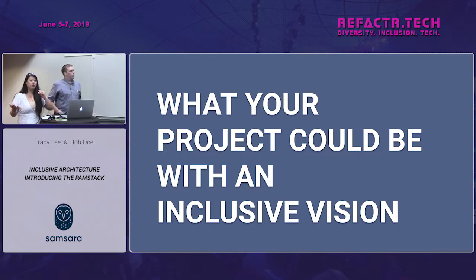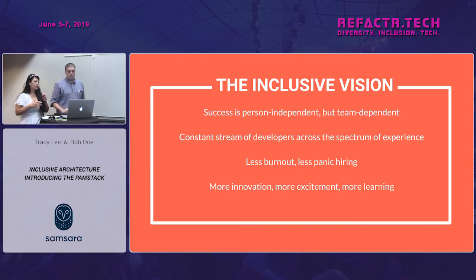So then the question is, what could a project look like with an inclusive vision? If you're adopting this inclusive vision, that means that all of a sudden success on your team is not person dependent, right? It also all of a sudden becomes team dependent. And that's because there's more process around things. There's more mentorship. You should have and be able to have a constant stream of developers across a spectrum of experiences contributing to the team. This allows for more specialization and more experience. Also, people aren't going to be locked into their positions, which is very helpful as well.